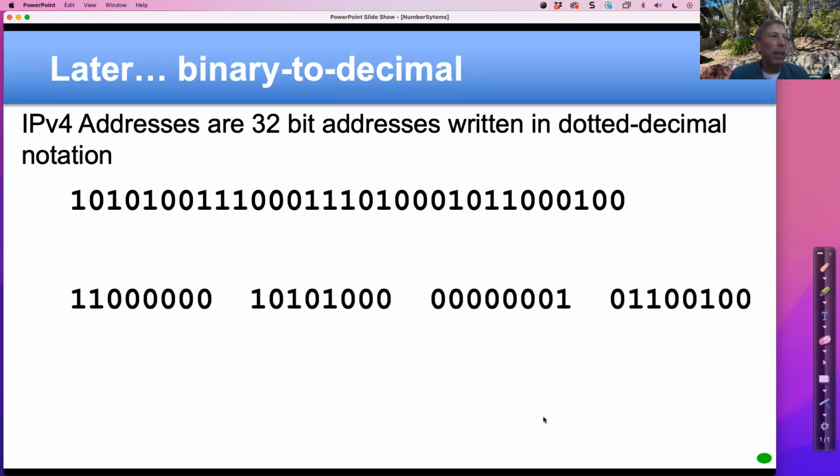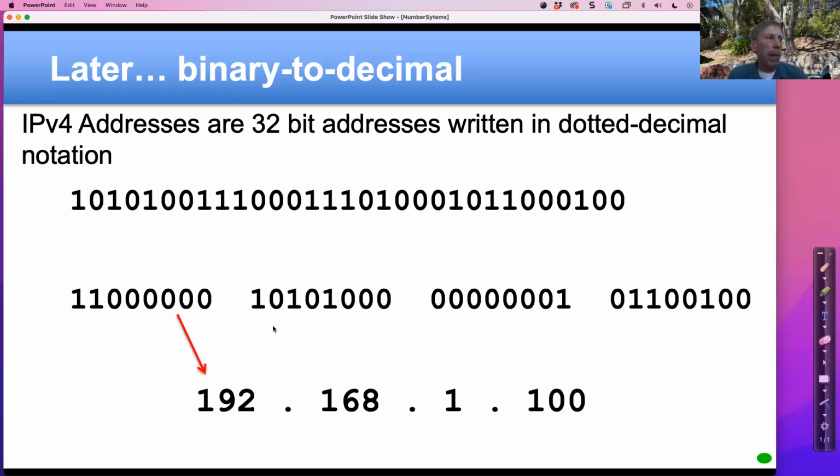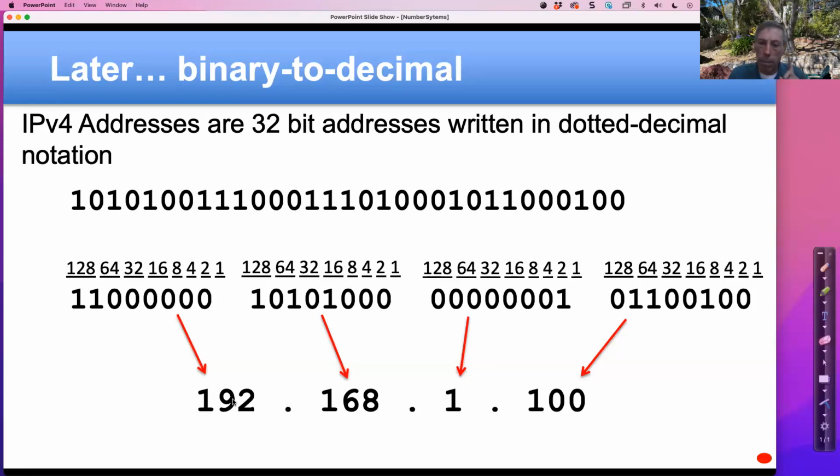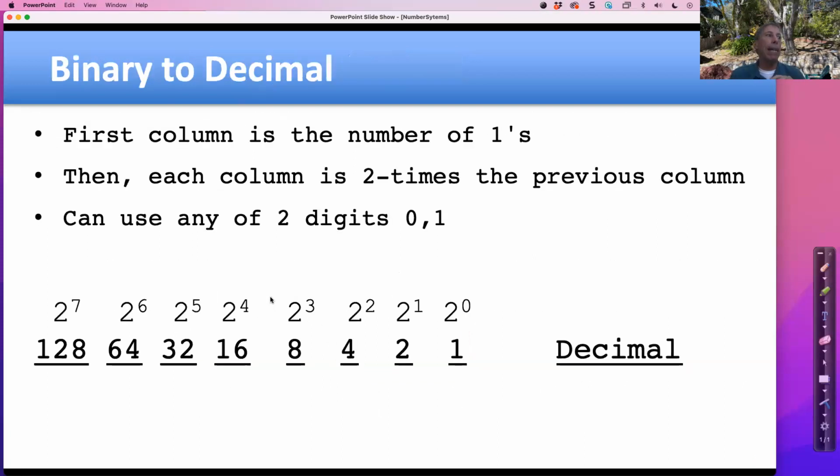And what we do is we don't want to say, hey, what's your IP address? Well, it's 1010110. No. What we do is we break it up into 4 8-bit bytes, or octets, and we represent each of the 8 bits by a decimal number, and we put a period in between. We're actually converting this from binary to decimal, and I'm going to show you how to do that right now.